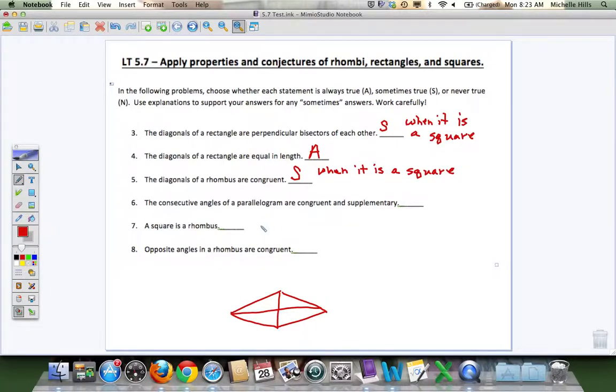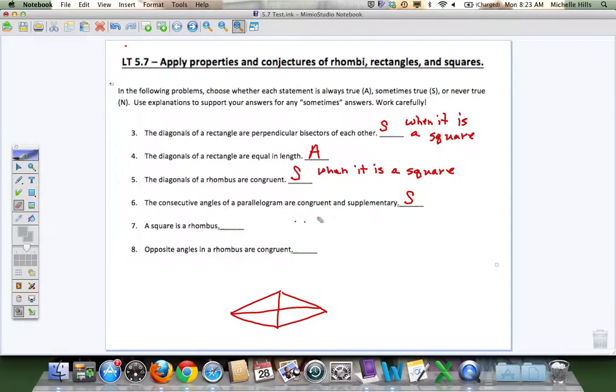The consecutive angles of a parallelogram are congruent and supplementary. Well, the consecutive angles of a parallelogram are supplementary, always, but congruent and supplementary would mean that they have to both be 90 degrees so that together you get that supplementary 180, which means it's a sometimes and when it is a rectangle. Now, it could also be a square, but I don't want to put when it's a square because then that cuts out all of those other rectangles that are also going to work.